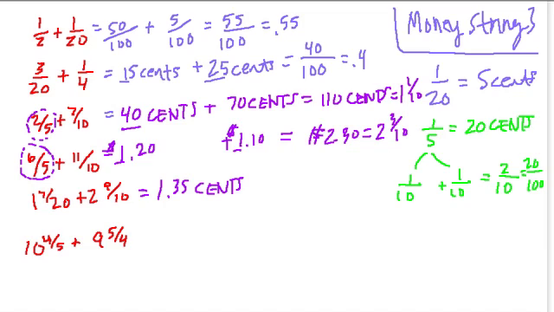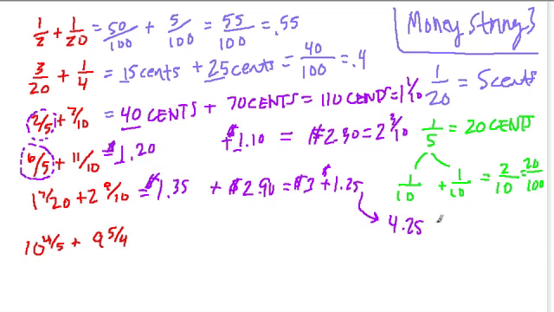So now here what we have is $1.35, right? So I'll put the dollar sign there. $1.35 plus $2.90, or 9 dimes, which is 90 cents. Altogether we have $3, right? Plus 90 cents and 35 cents, which is really, how much money is that? Well, that's another $1.25. Altogether, that's $4.25, which is 4 1/4.